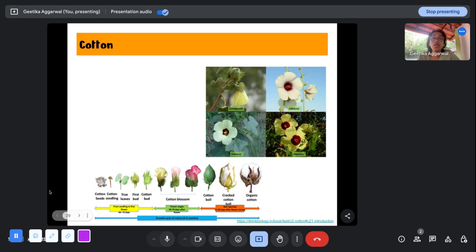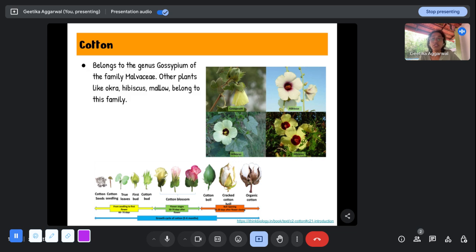lab experiments. So talking about Bt cotton, so talking about cotton, you might all be aware of what cotton is, because all of us wear this fabric on a daily basis. All of our clothes actually contain some percentage of cotton in them. So cotton basically comes from the genus Gossypium and comes from the family Malvaceae.